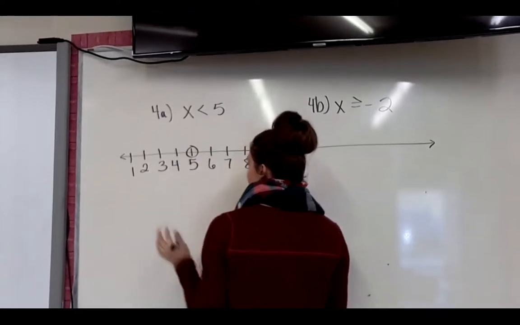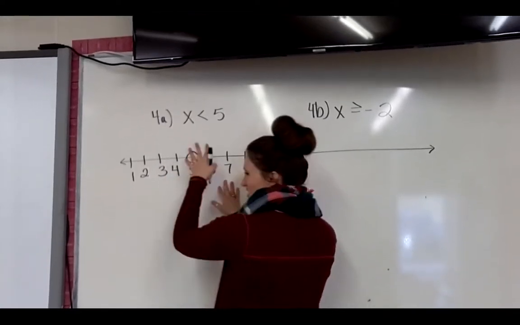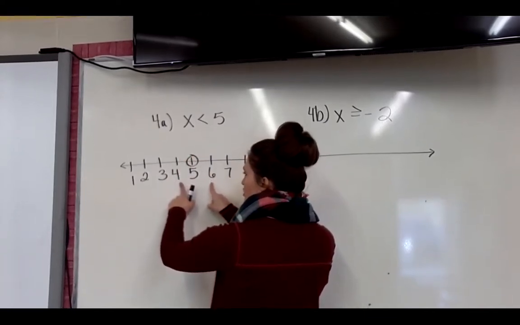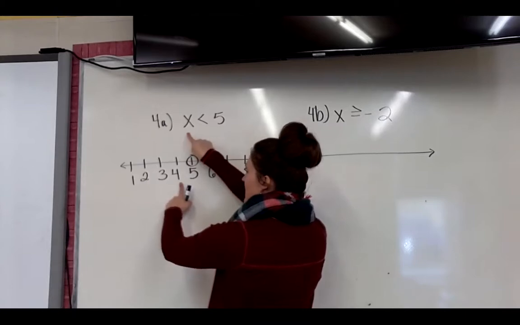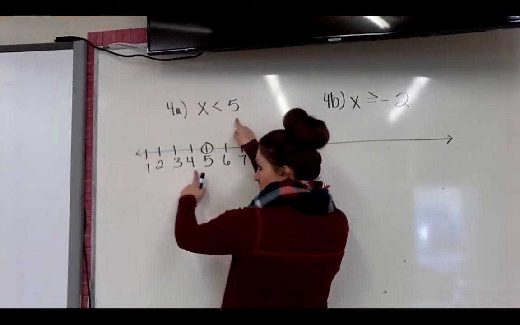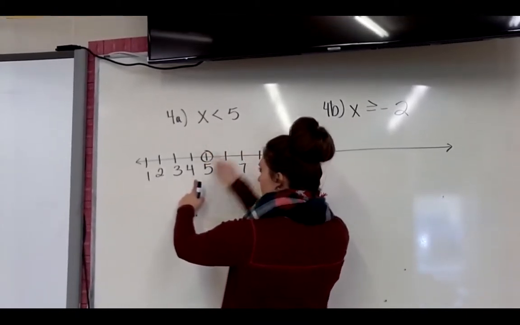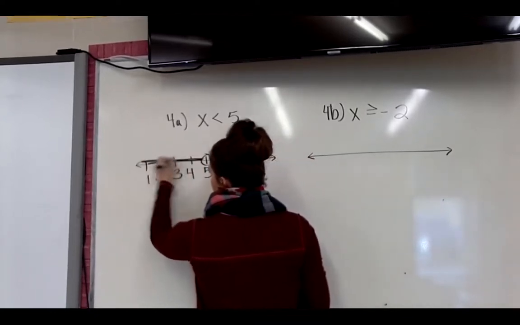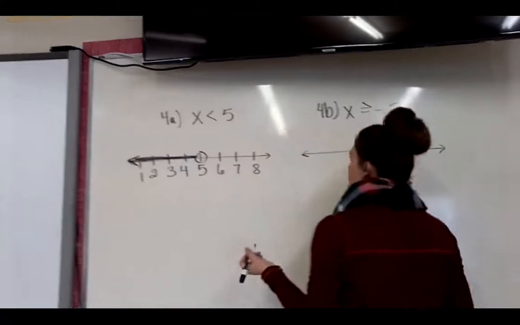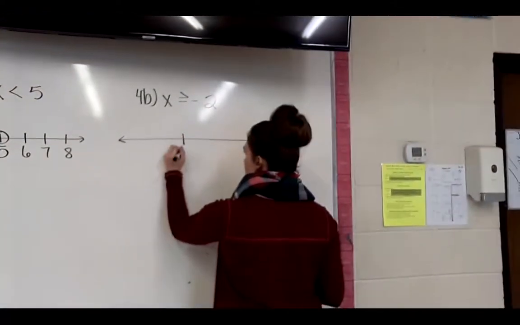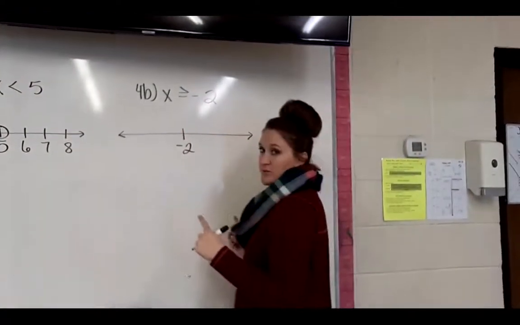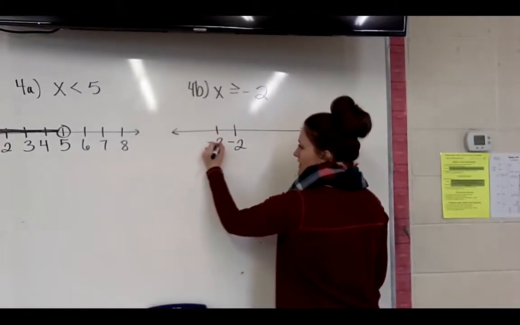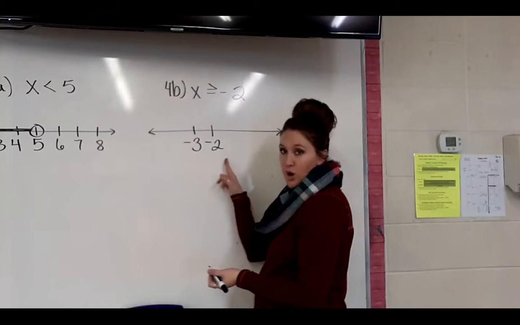Now x is less than 5. If that confuses you, this one's pretty easy, but if that confuses you, plug a number in on either side and it should be true. If I plug 6 in, is 6 less than 5? No. Is 4 less than 5? Yes. So that means 4 is included in my line. So it goes this way. On 4B, it's at -2, so I'm going to put -2 in the middle. This is where I was talking about it always gets smaller going to the left. So right here would actually be -3 because -3 is smaller than -2.